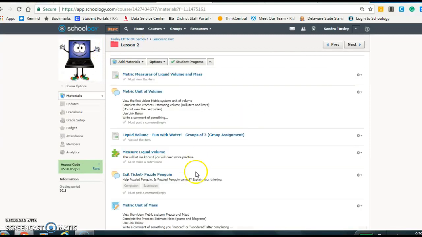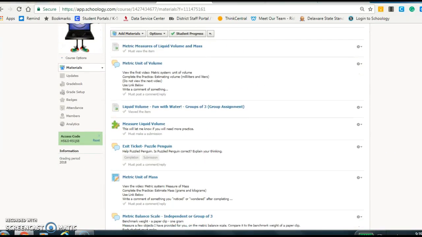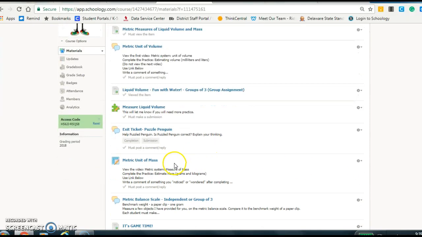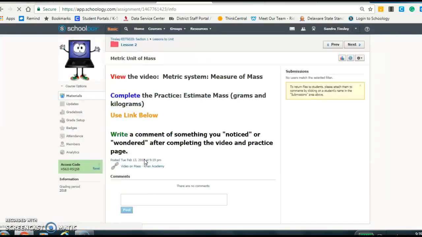After they do their exit ticket with Puzzle Penguin, they'll go on to mass. They'll leave volume and go on to mass. They will watch a video and comment, noticing and wondering, but they do not have to comment on 2 peers.